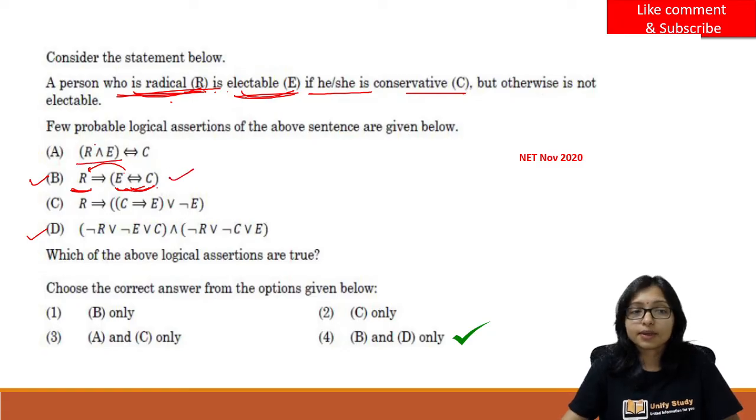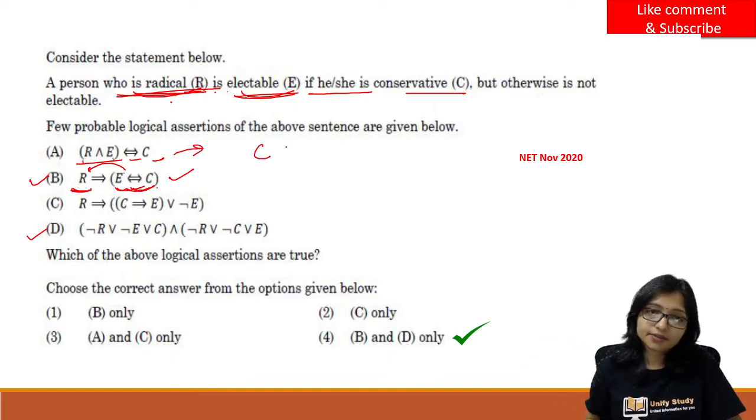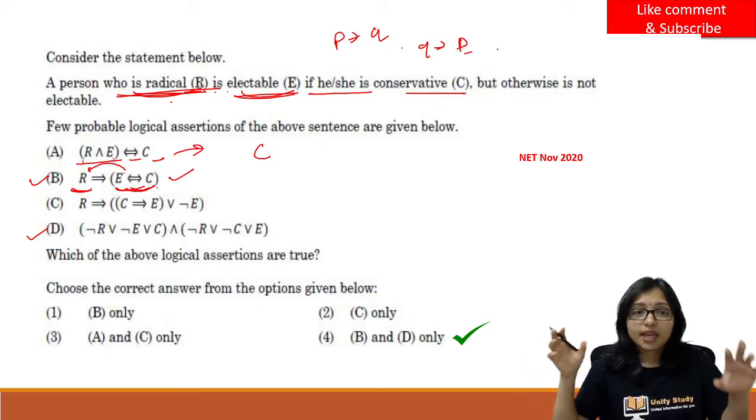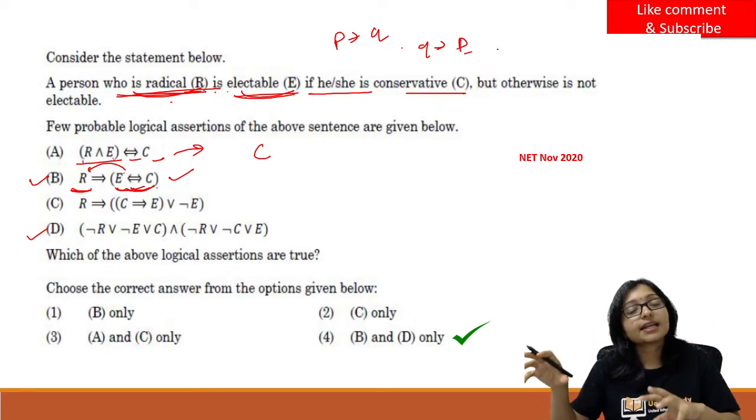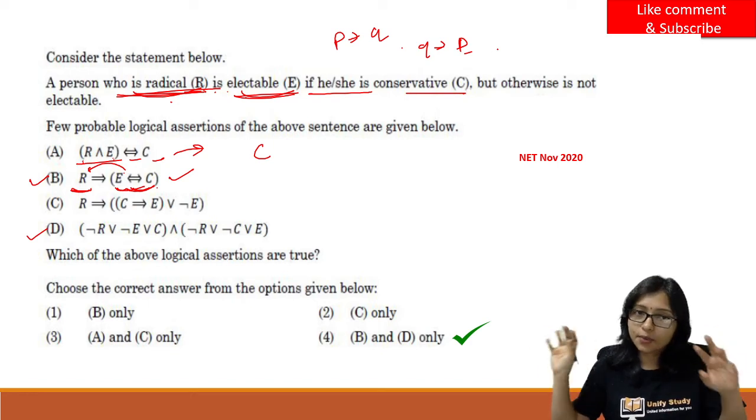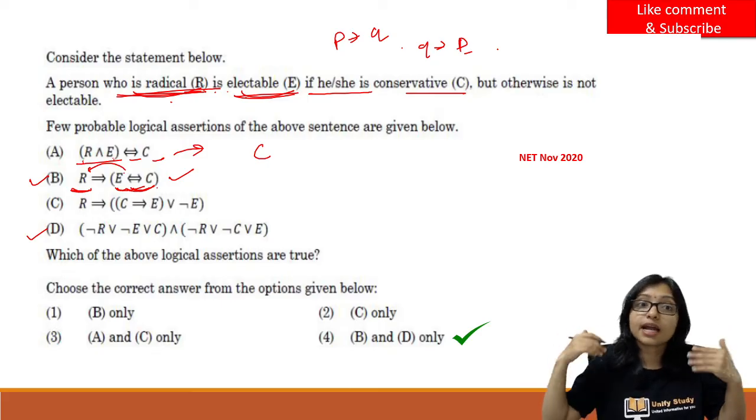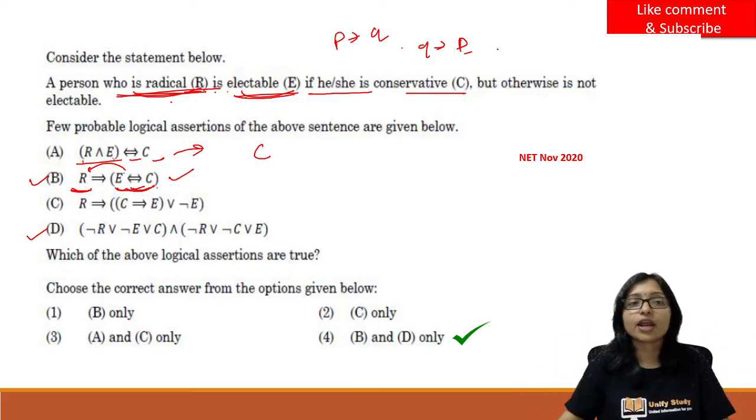Why is this not correct, ma'am? It is telling you the person is radical and electable. With the double implication, it would mean a conservative person is always electable and radical. It may not. I always told you that when I say P implies Q, it does not mean Q implies P. A person who is radical is electable if he is conservative. So there is a person who is conservative and radical, that person is electable. That does not mean that every conservative person is electable and radical. That's why this is wrong.